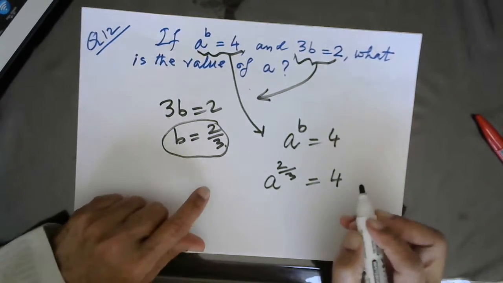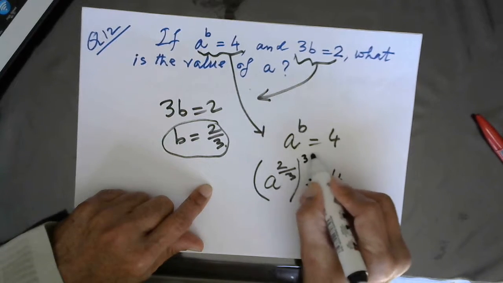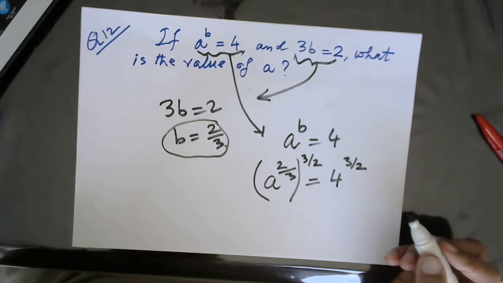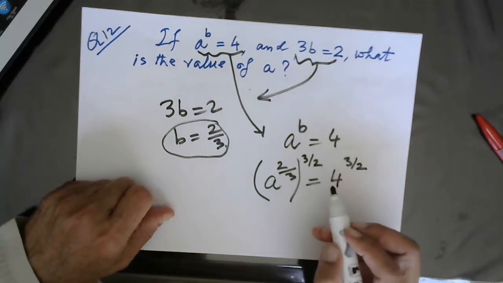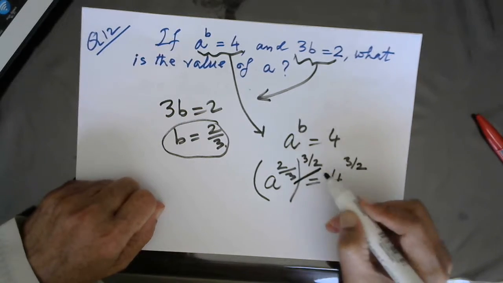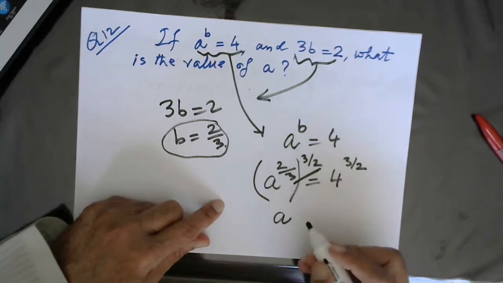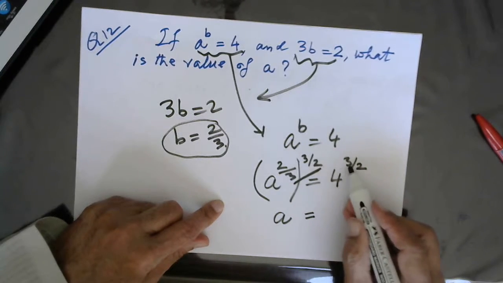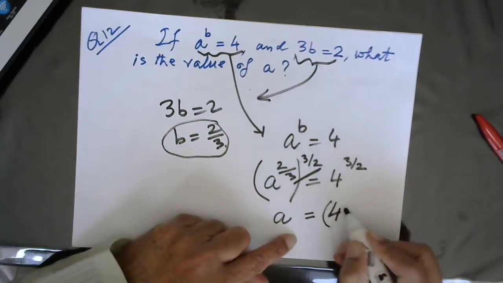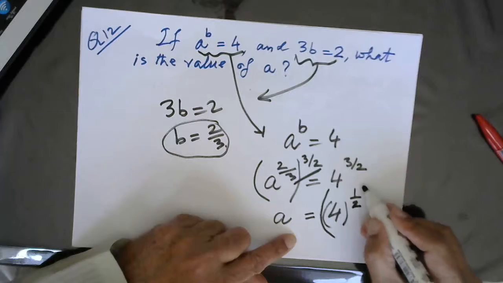Now, if I raise both the sides, the left hand side and the right hand side, to the power 3 by 2, I can do that. But why did I do that? You see, this is 2 by 3 and this is 3 by 2. When these powers are multiplied, you will get 1. So you will get a to the power 1, which is a. What about 4 to the power 3 by 2? Well, you can write 4 to the power 3 by 2 as 4 to the power 1 by 2 to the power 3.